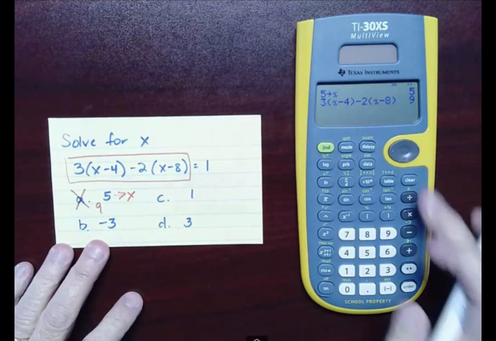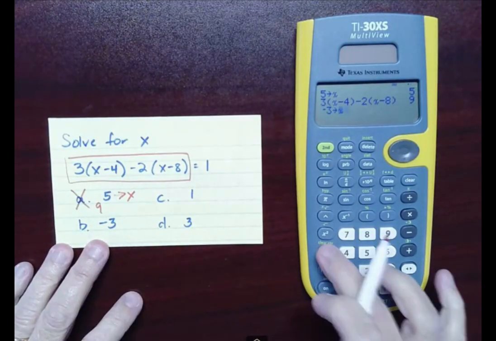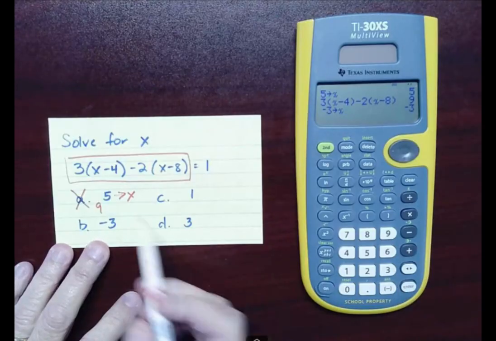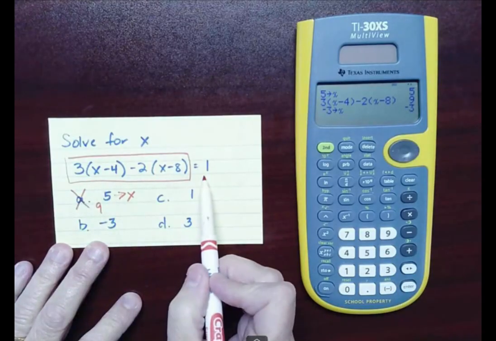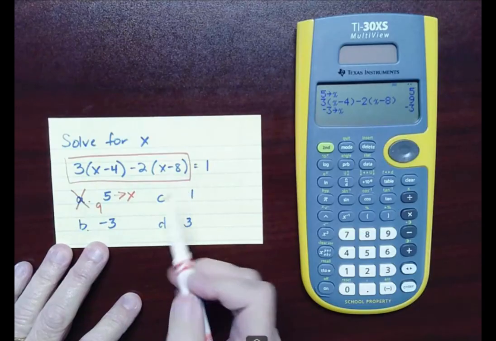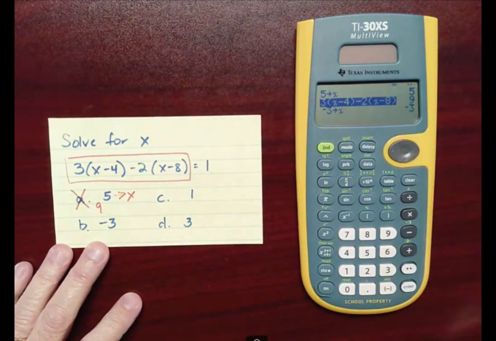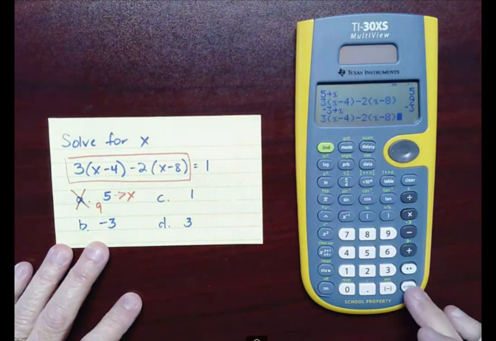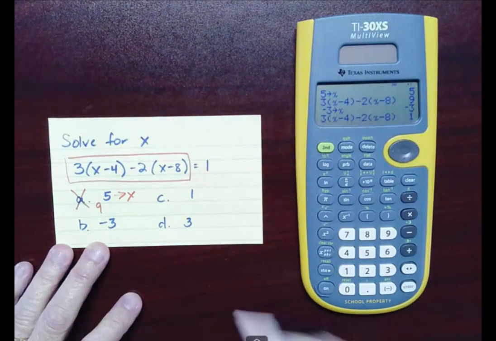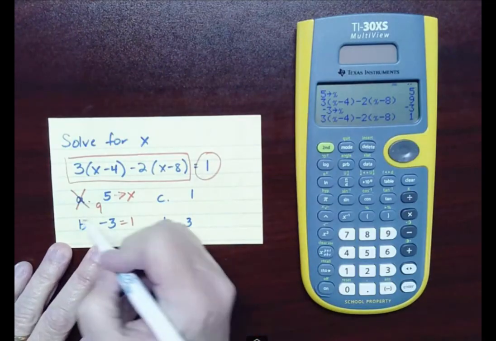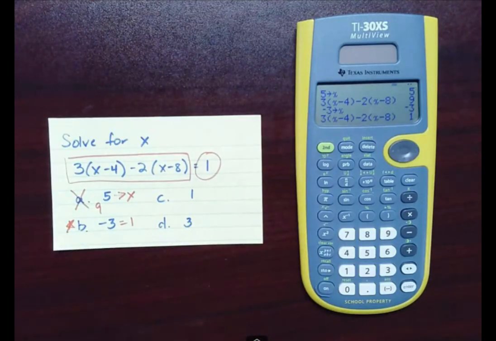We're going to store negative 3 for x. Negative 3, store x, enter. I've got to type this whole expression over again. It's kind of long. I don't want to have to take the time to do that. So we'll scroll up, grab it, go to the bottom, hit enter. Oh, there's my 1. That's the answer I'm looking for. B must be the correct answer.